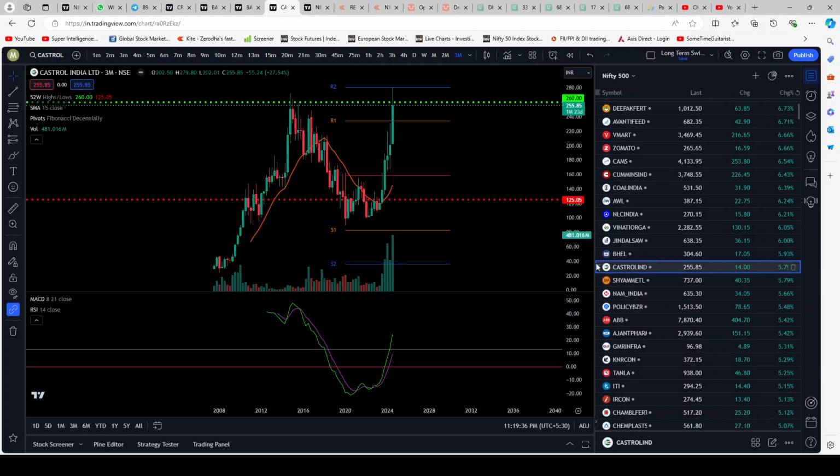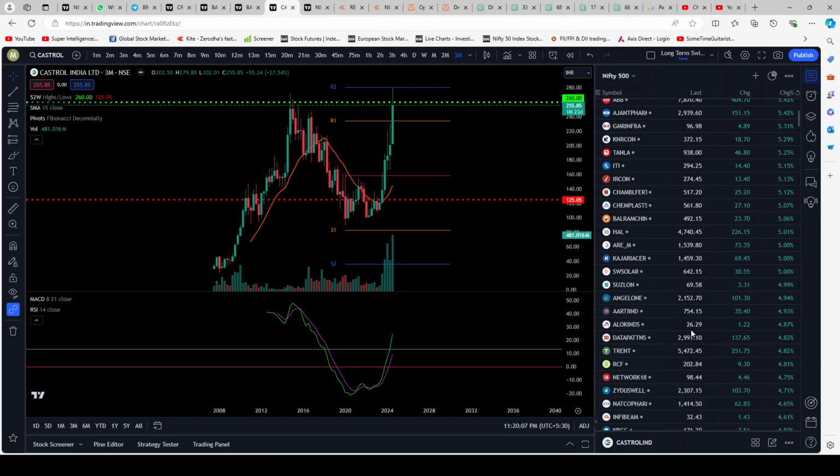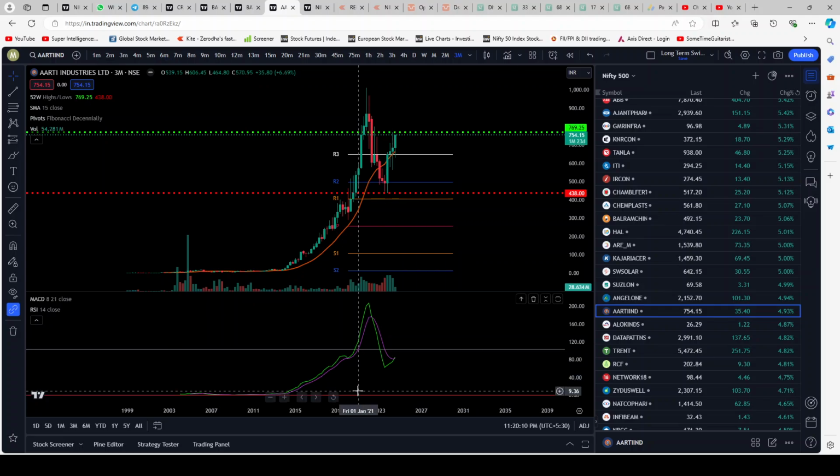Look at this Castrol. This has already now finally come to its 2014 high. After 10 years, it's come to this high. And now it is giving a 50% breakout. It has given somewhere over here at 232. It's currently at 255. Believe me, whatever up and down happens, the next time the market becomes bullish, I think this Castrol will go up like a rocket. The another one is look at this Aarti industry.